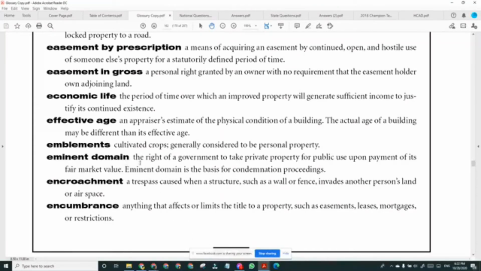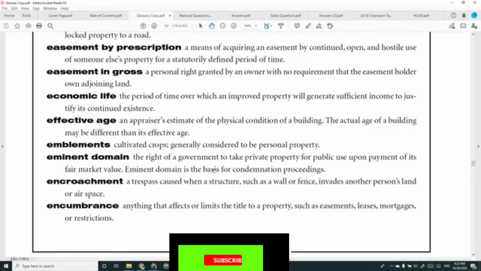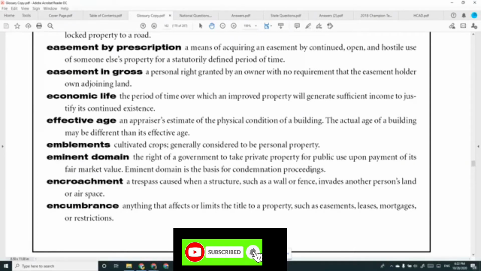Eminent domain, the right of a government to take private property, okay, eminent domain, very important keyword, is the right of a government to take private property for public use upon payment of its fair market value. Eminent domain is the basis for condemnation proceedings. See, it's the basis for condemnation proceedings.